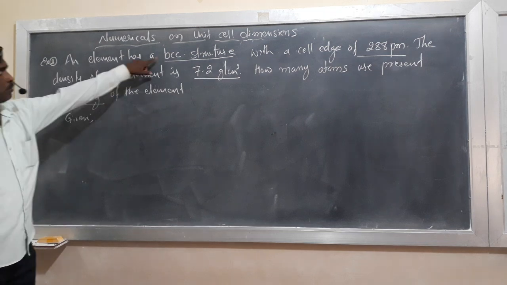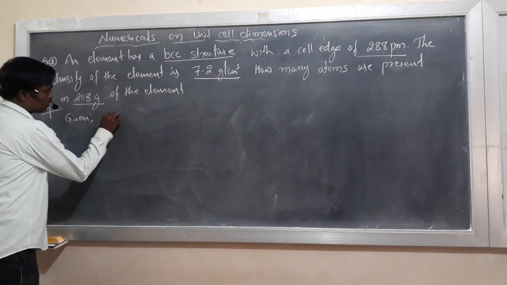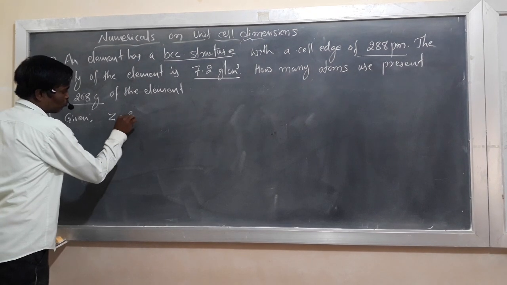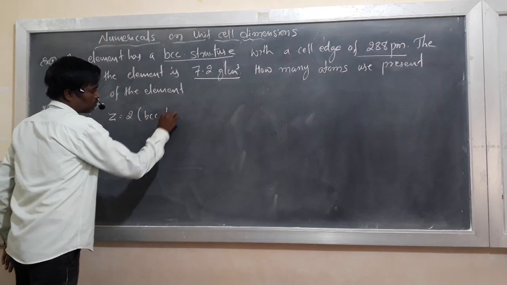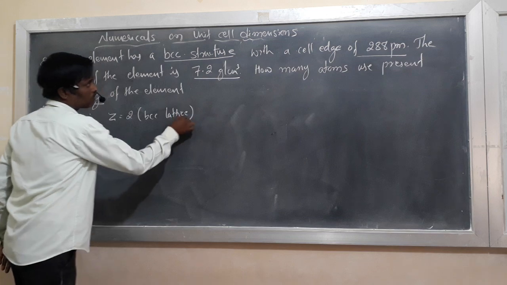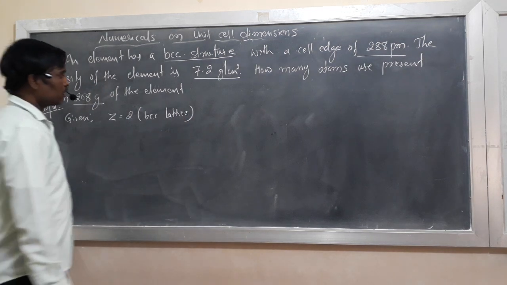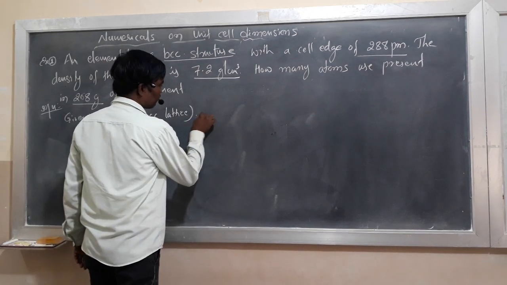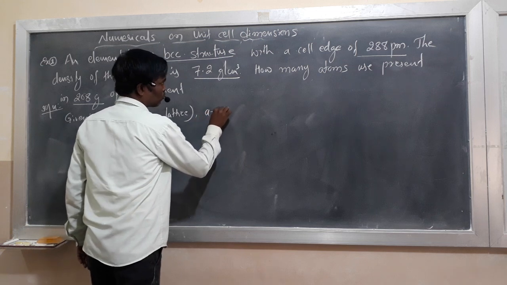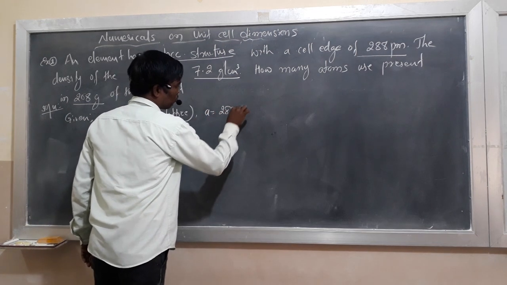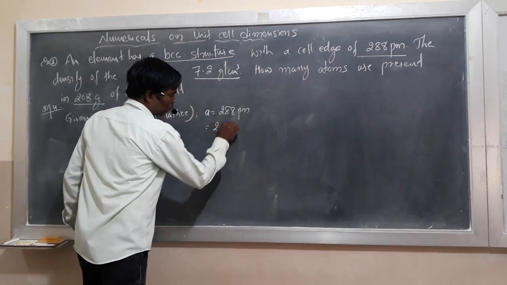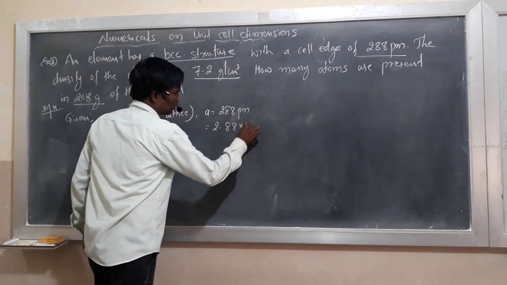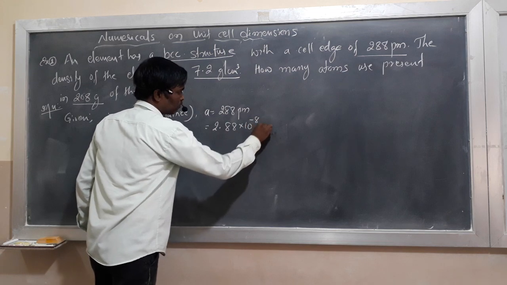So here it is a BCC structure. BCC means the Z value is 2. And next, the edge length is given. Edge length is defined as a. a is equal to 288 picometers. That can be written as 2.88 into 10 raised to minus 8 centimeter.